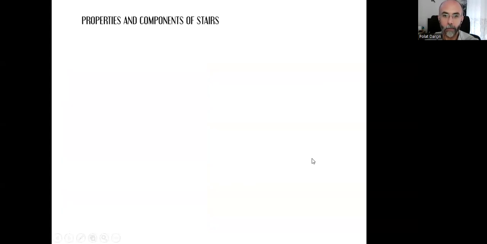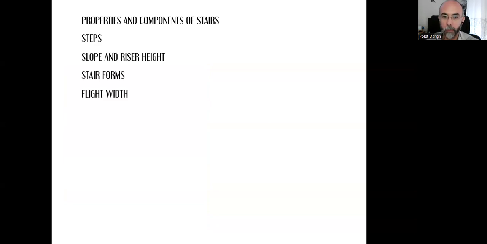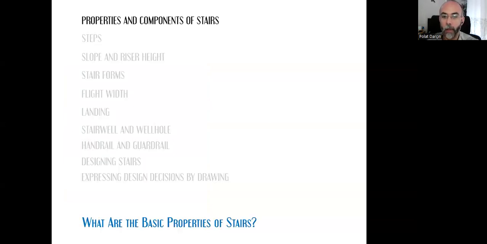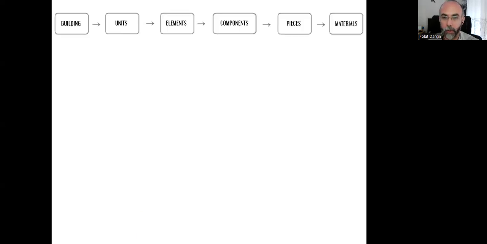Hello. In this video, we are going to talk about stairs. Let's start with the properties and components of stairs, and then we are going to look into the steps, slope and riser height, stair forms, flight width, landing, stairwell and well hole, handrail and guardrail, and lastly, we are going to talk about how we can design stairs and how we can express our design decisions while drawing the plans and sections.